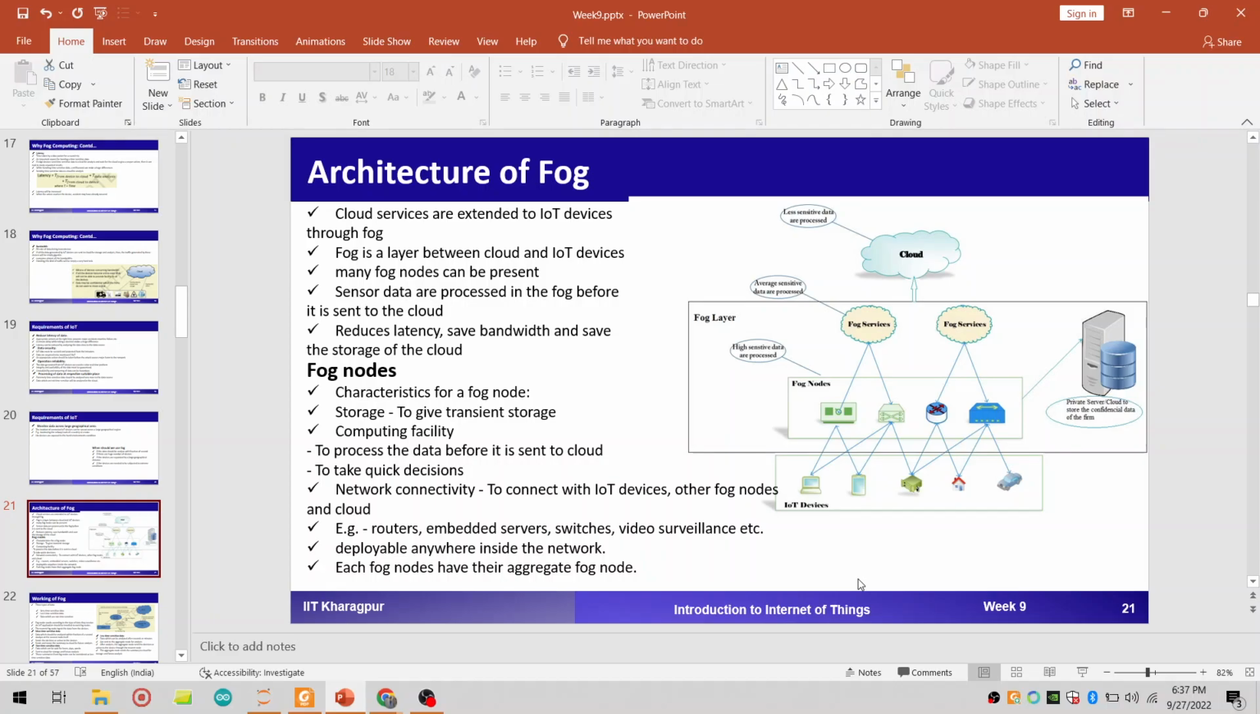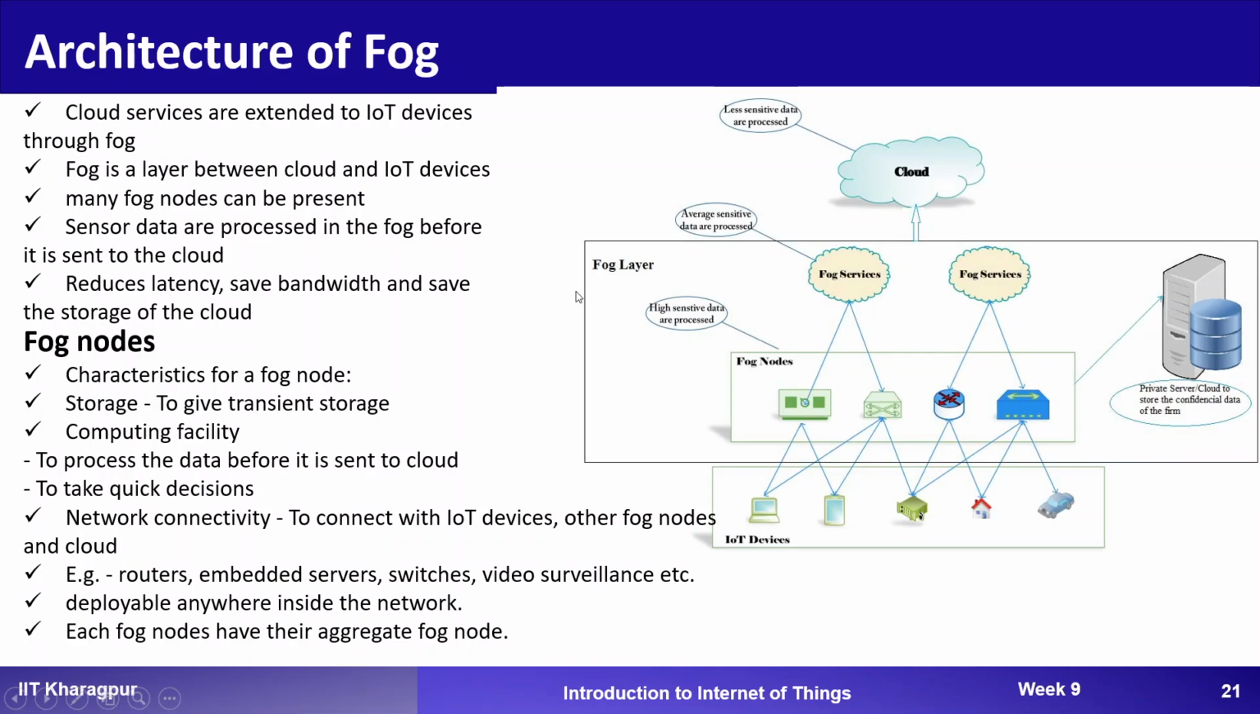Yeah, we were discussing the characteristics of the fog nodes. As I have discussed, a fog node should be able to provide storage. A fog node should be able to provide computing facilities. And the third one which we were discussing is your network connectivity. So these fog nodes should be able to connect to each other and also to your cloud as well as to your end devices to make the communication possible between various devices.